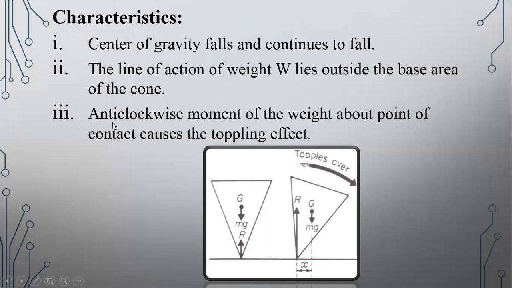And third one, here clockwise movement of the weight. एक्चुअली देयर इज क्लॉकवाइज, नॉट एंटी क्लॉकवाइज. सो क्लॉकवाइज मूवमेंट ऑफ द वेट, यहाँ क्लॉकवाइज में मूवमेंट होगा. So this clockwise movement of weight about point of contact causes the toppling effect. कि ये जो क्लॉकवाइज मूवमेंट यहाँ प्रोड्यूस हो रहा है ड्यू टू दिस लाइन ऑफ एक्शन ऑफ वेट, this causes the toppling effect. ये उस पेपर कोन को नीचे गिरने में सपोर्ट करेगा.